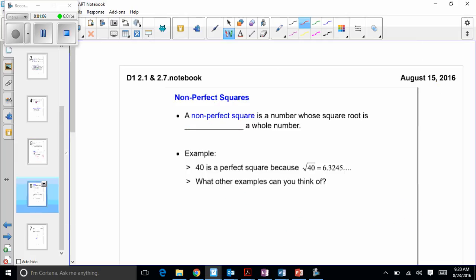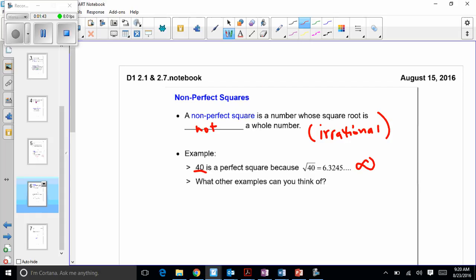If we move on to the next slide, a non-perfect square is a whole number whose square root is not a whole number. In fact, it ends up being irrational. If you use your calculator and you try and find the square root of 40, it does something like 6.32451 or something. And it just goes on to infinity. Any of those in-between numbers, in between the perfect squares, are a bunch of non-perfect squares.